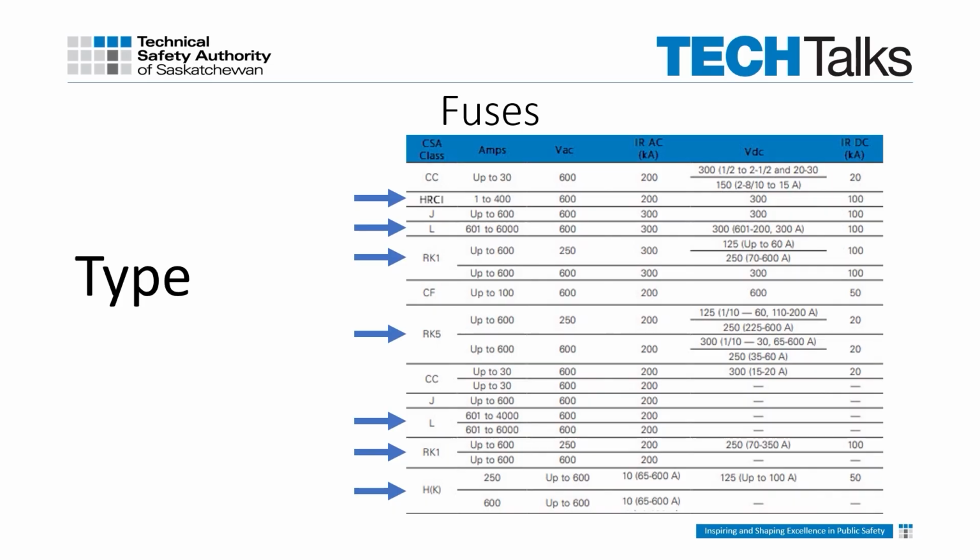Remember, if you are replacing fuses, one type of fuse should never be replaced with a different type of fuse unless it is the exact same characteristics or there is a specific exemption that exists in the Canadian Electrical Code.